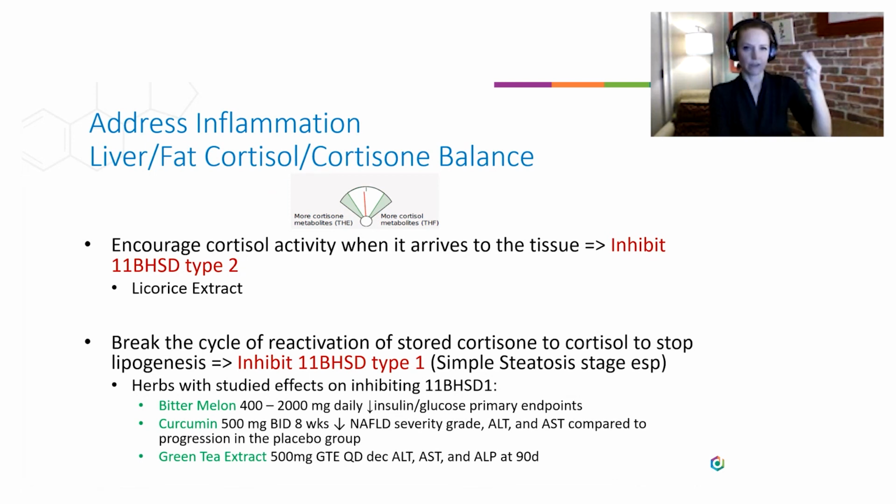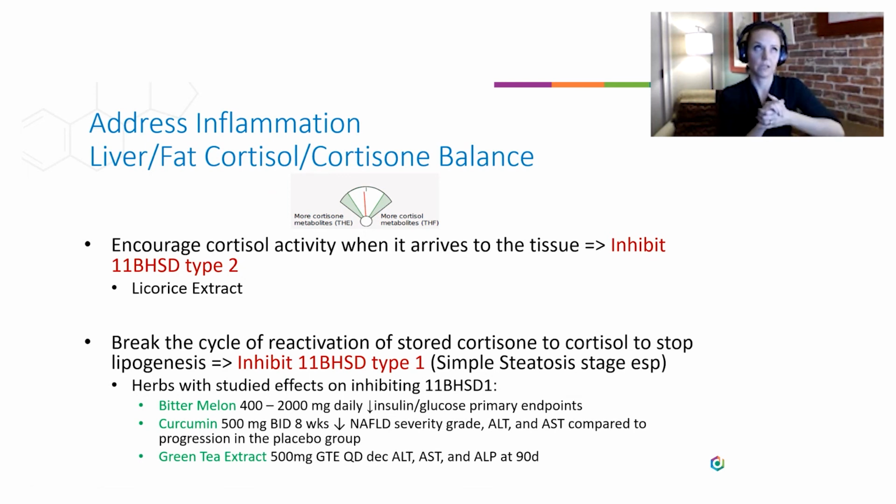And then the other part of it is to come around and break the cycle of reactivation of stored cortisone in the liver fat and stop it from reactivating to cortisol. This can stop lipogenesis. So if we want to inhibit the type 1 form, the herbs that have been studied for this, for inhibiting 11 beta HSD1, and these are all preclinical studies, mind you.